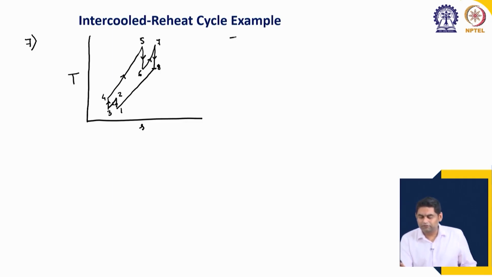And what conditions are given? Ambient temperature is given. So, T 1 should be equal to that ambient temperature 300 Kelvin. Pressure we will not need. If you need, you can note it down as 1 atmospheric pressure. Then the pressure ratio for the overall cycle is 10 and what else? The maximum temperature T max, here it will be T 5 and T 7. So, this is 1500 Kelvin. So, these are our design parameters.